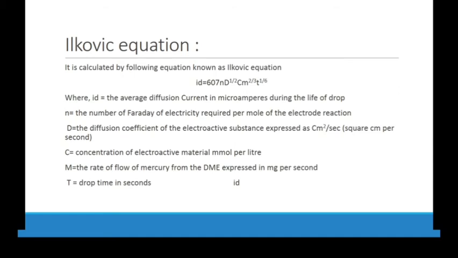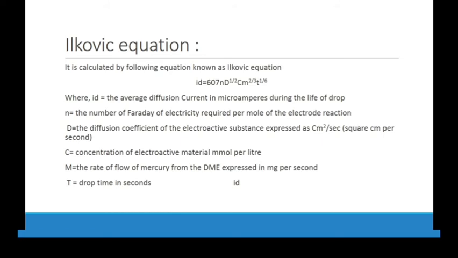The concentration is calculated through the Ilkovic equation. This is also named after the scientist who discovered this equation. The equation is ID = 607 n D^(1/2) C m^(2/3) t^(1/6). ID is the average diffusion current in microamperes during the life of the drop. You will calculate ID from the graph.